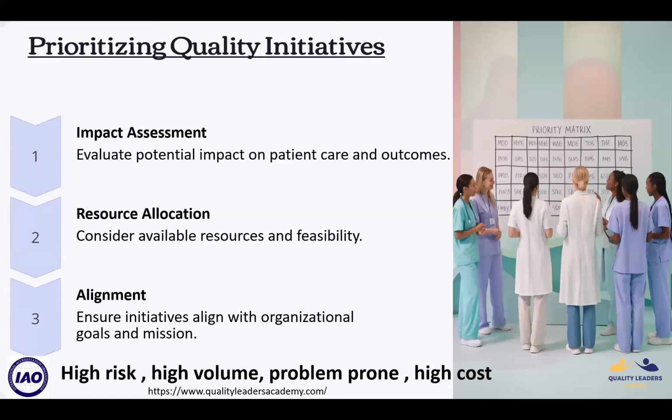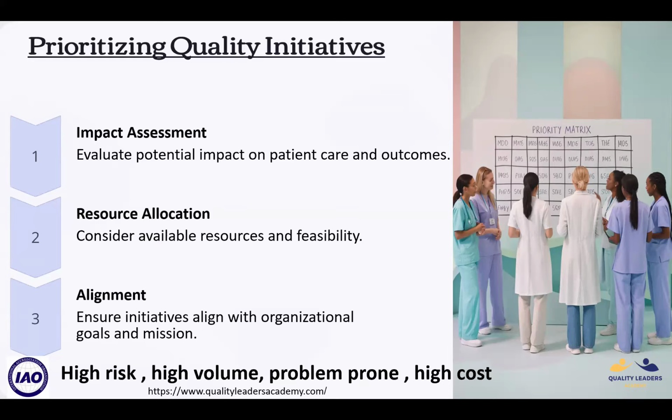Now, specifically, we should prioritize initiatives that target high risk, high volume, problem prone, and high cost areas. Let me explain. What is high risk? These are the areas where mistakes can lead to serious harm. For example, surgery and medication management. These are high risk areas that require your constant attention to ensure patient safety, right?